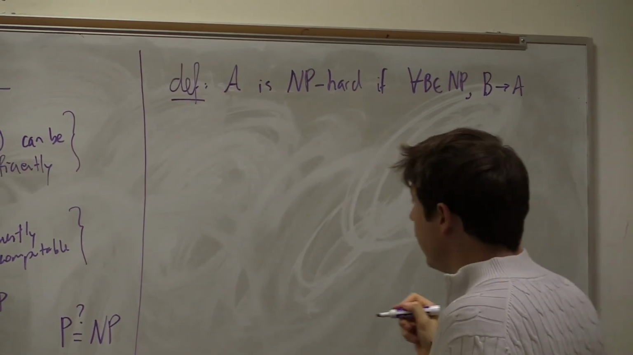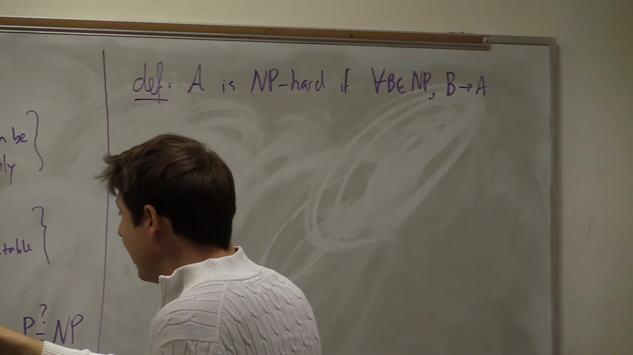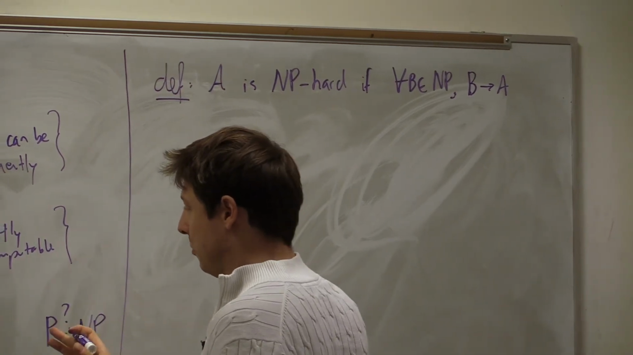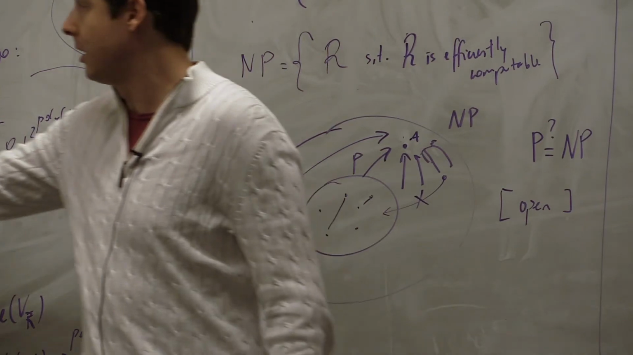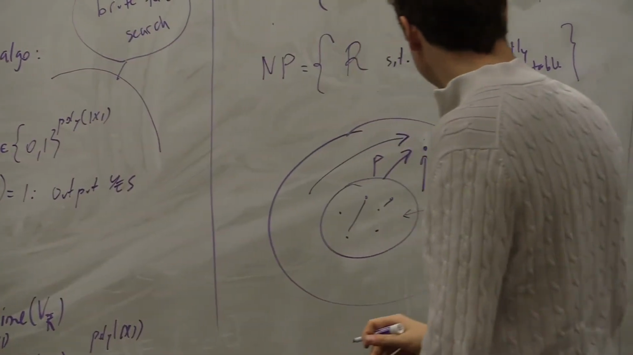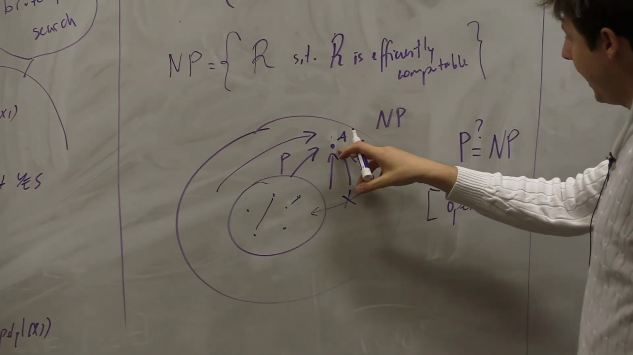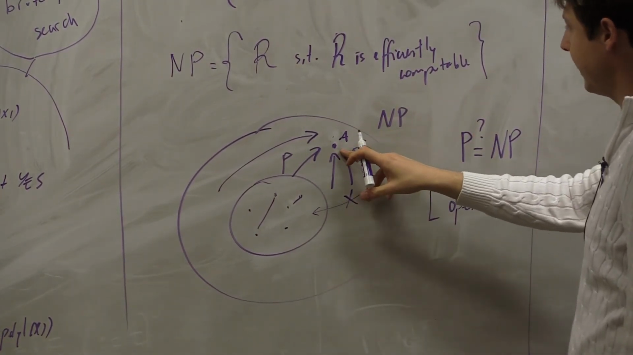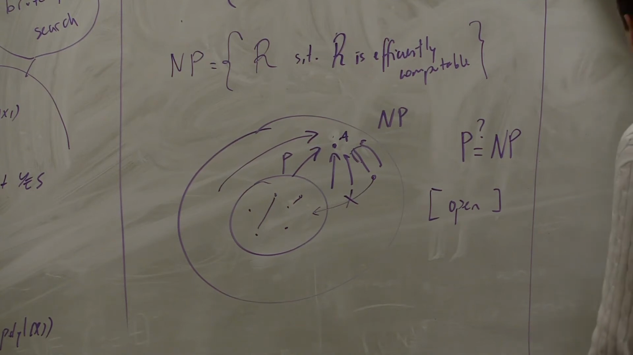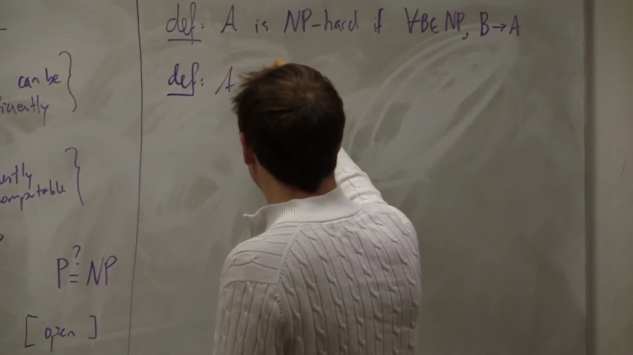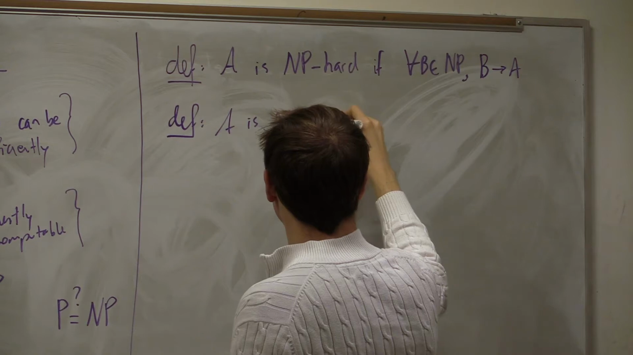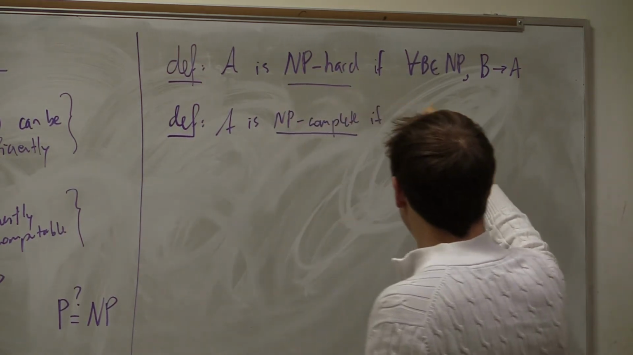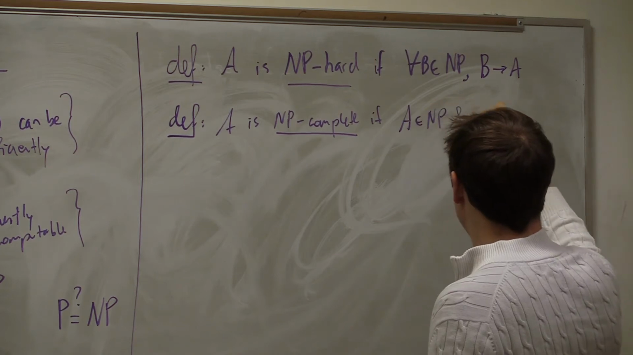Okay? Now, I wrote A is in NP, but we actually don't know that, right? Because NP problems are not all computational problems. There are problems that are much harder than NP. For example, the halting problem. So if I want to say that A is not only as hard as all of NP, but I want to specifically say that A is in NP, then that is a separate definition. We say that A is NP complete if A is in NP and it is NP hard.